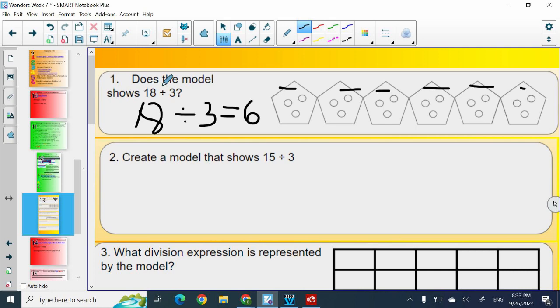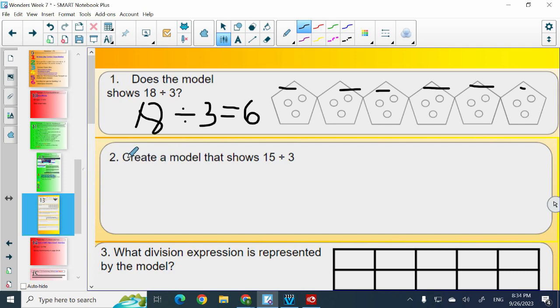There are 4 ways to create a model for 15 divided by 3. Go ahead and pause it here. I want you guys to draw 1 or 2 or 3 or all 4. Let's see if you guys can figure out which ones on your whiteboards. Go ahead.